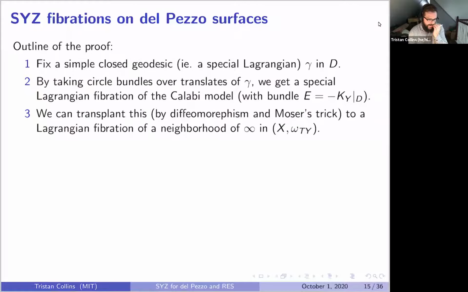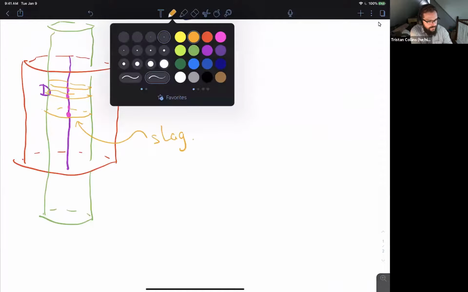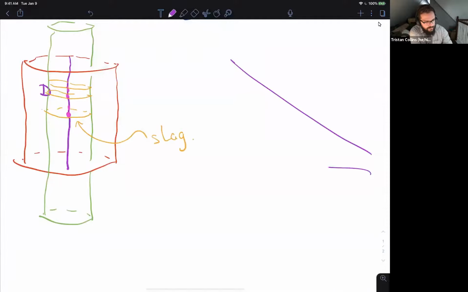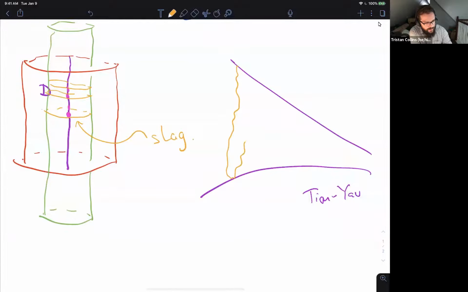So now, oh, there's a spelling mistake. So we can transplant this into the Tian-Yau space and get not a special Lagrangian fibration, but just a Lagrangian fibration in a neighborhood of infinity. So we take this model picture and we transplant it into the actual Tian-Yau space, which looks maybe something like this. And you have all these tori, which are Lagrangian, but not special Lagrangian. They're sort of approximately special Lagrangian, something like this. Okay, so this is like a model SYZ fibration, which is transplanted.